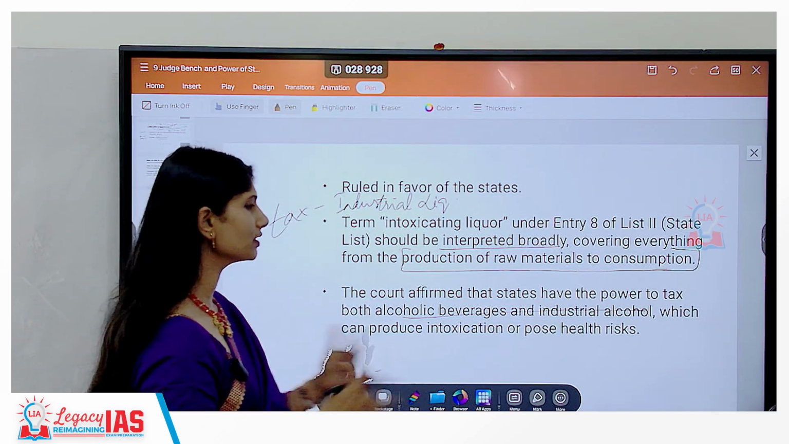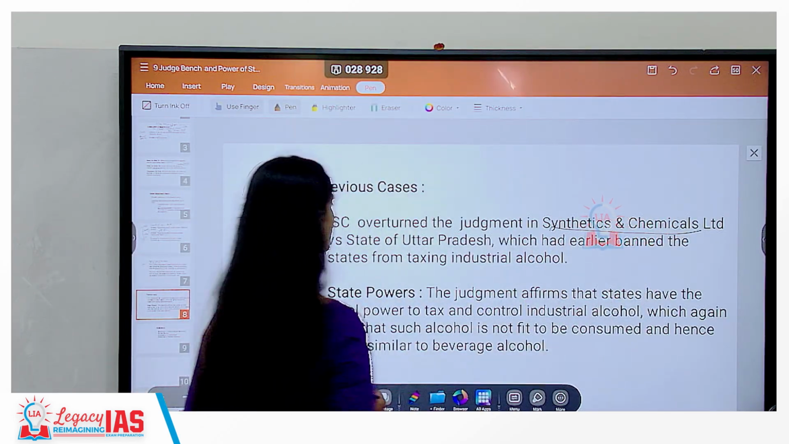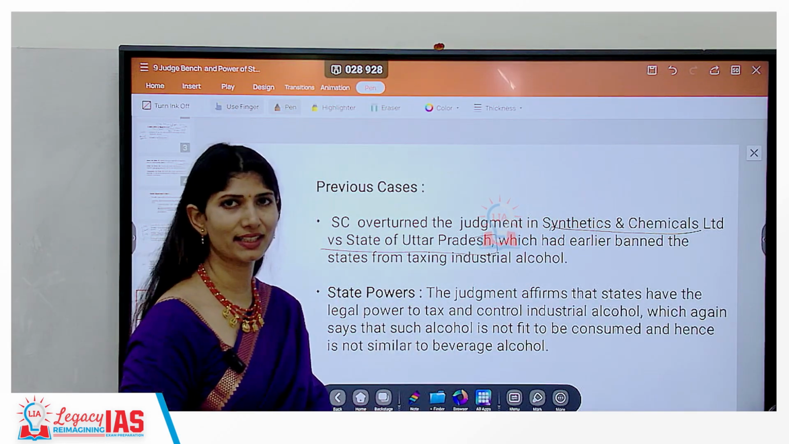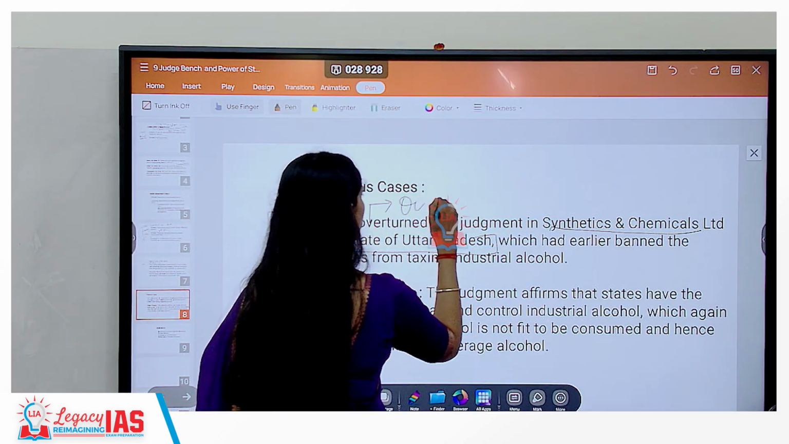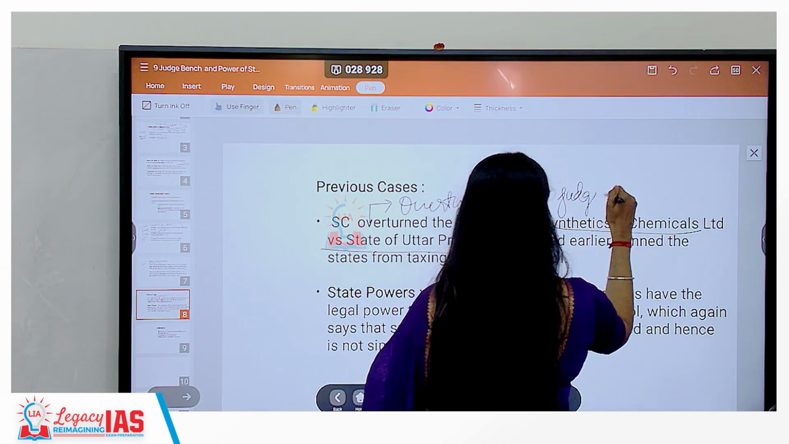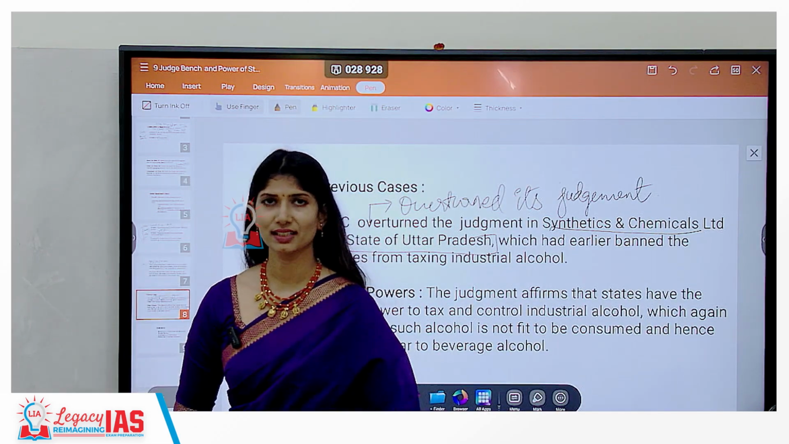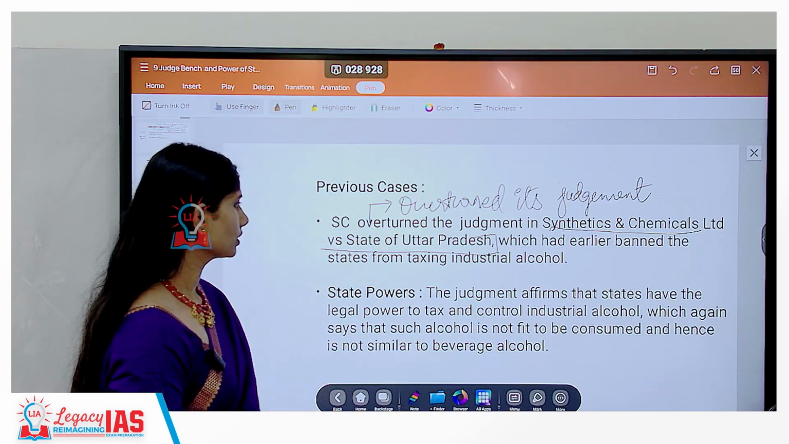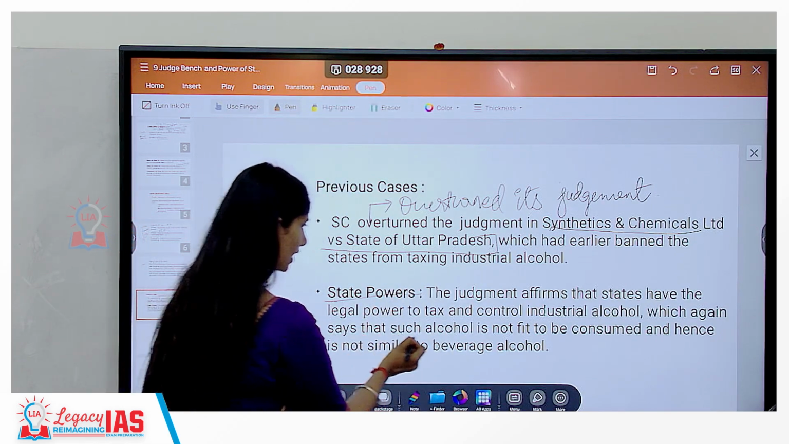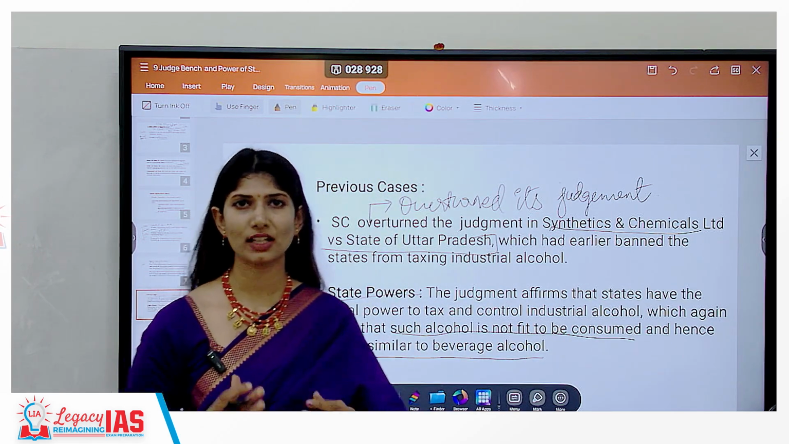Whereas in the previous cases, let's have a look. In Synthetics and Chemicals Limited versus State of Uttar Pradesh, the Supreme Court held that states are barred from taxing industrial alcohol. Now, it overturned its judgment to allow states to tax industrial liquor. Clear up until here? So now states get the power to tax, and one more thing, look at this: such alcohol is not fit to be consumed and is not similar to beverage alcohol. This is also one key aspect that they are mentioning.